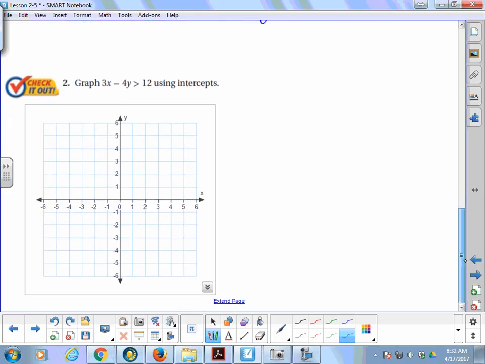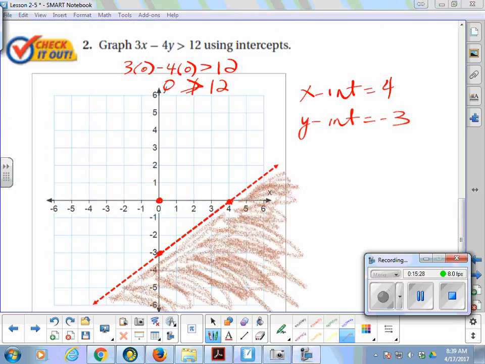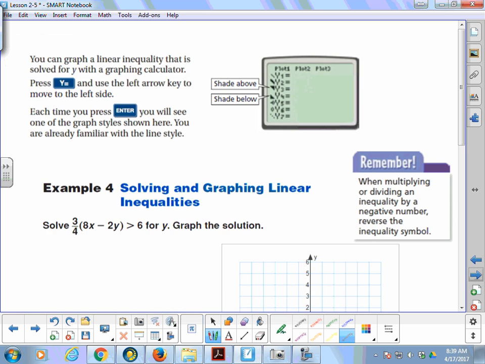All right, so you go ahead and graph this one. Okay. Oops. Here we go.